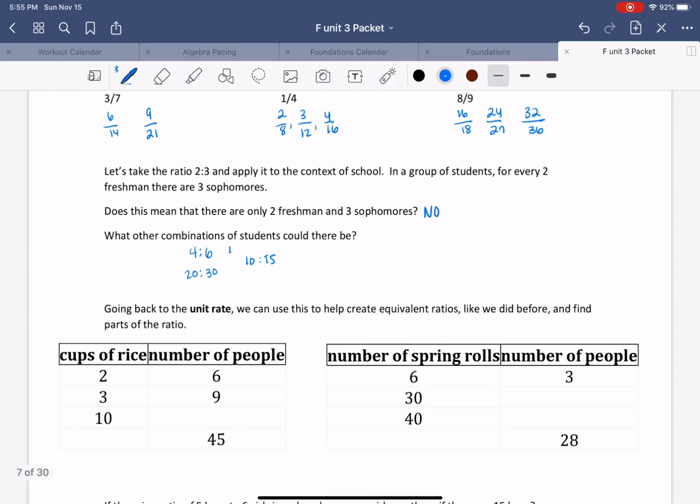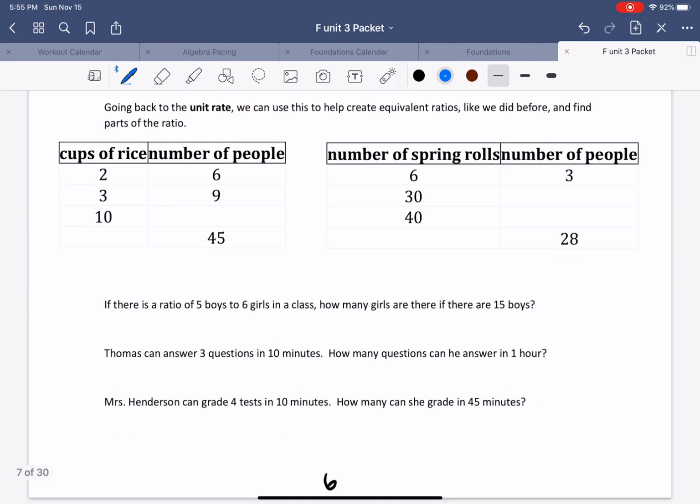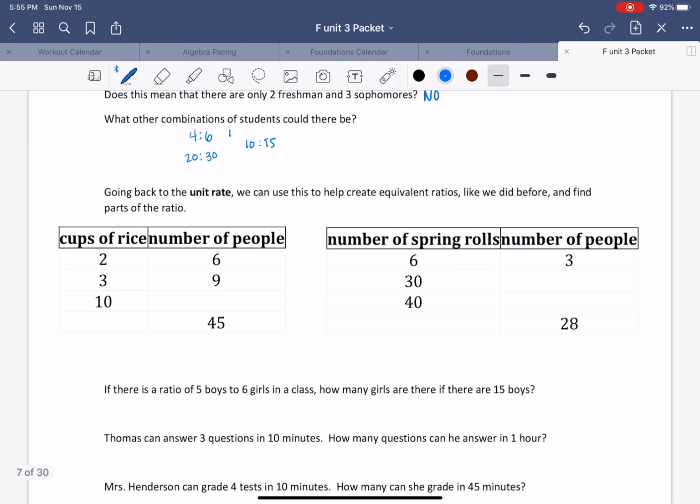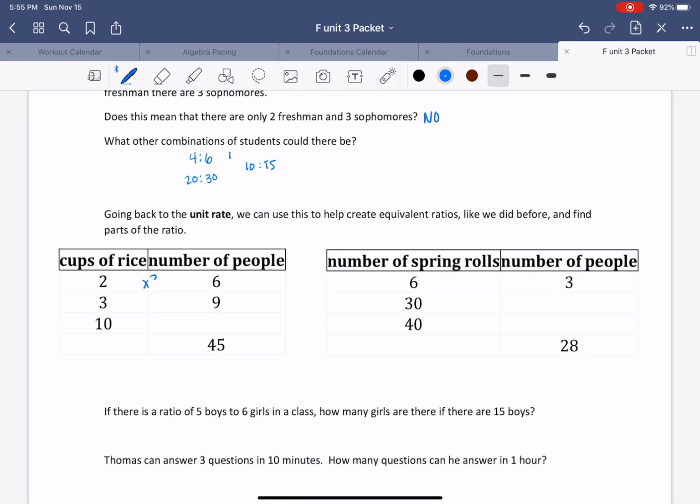So I mentioned unit rate, which we can use to help create equivalent ratios. So let's do that to fill in this table. To get from 2 to 6, I multiply by 3. To get from 3 to 9, I multiply by 3. And if I need to, I can just do 6 divided by 2, 9 divided by 3 to get what those would be. And then I can do 10 times 3 is 30. Okay, well then I need to find what number times 3 is 45. So I can do the opposite, divide by 3, and I get 15.